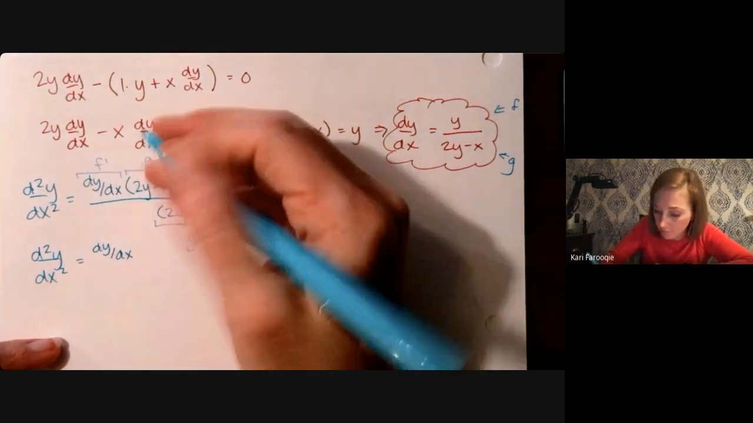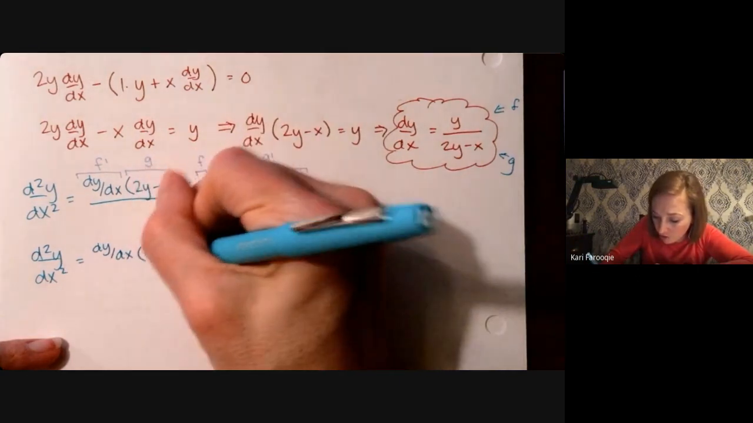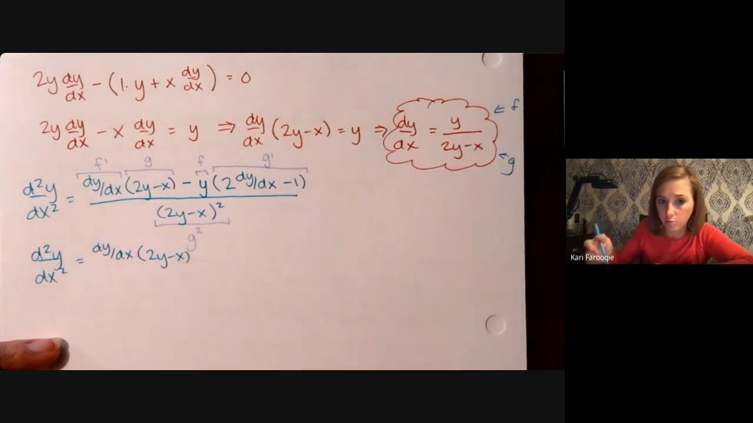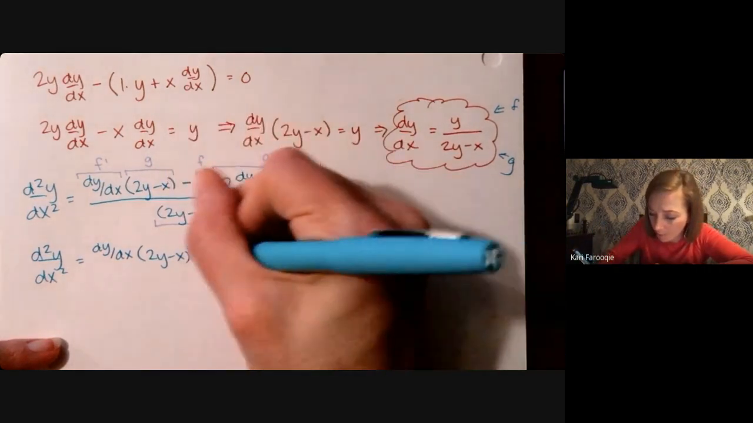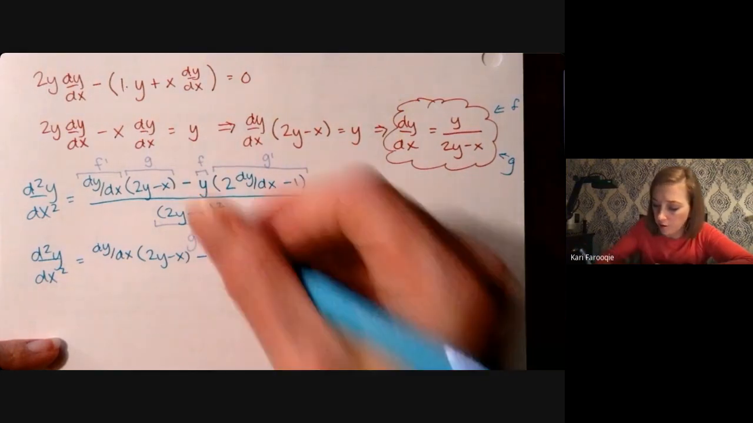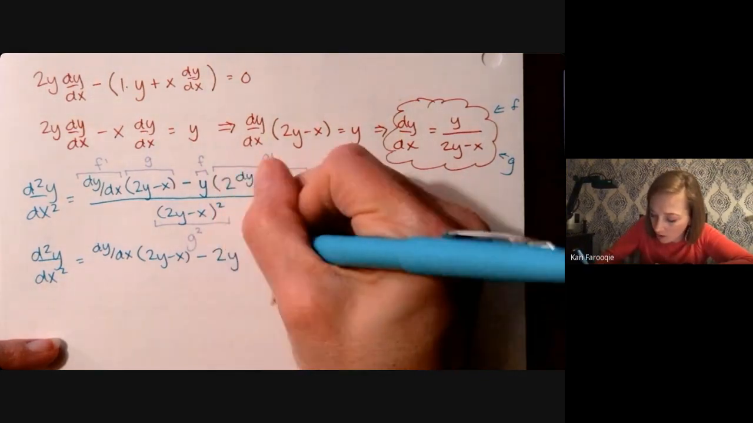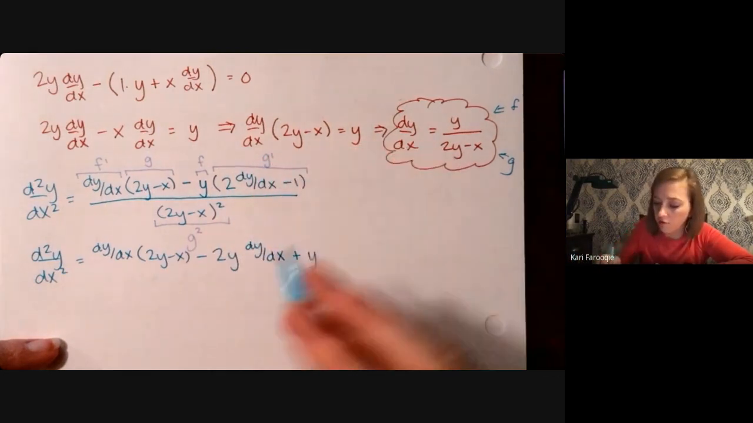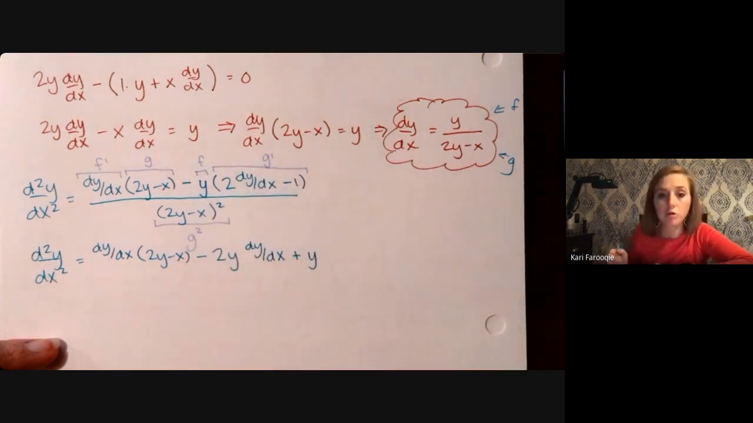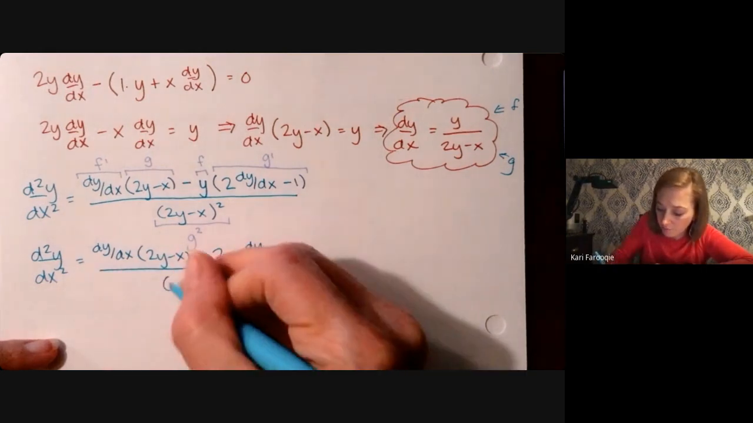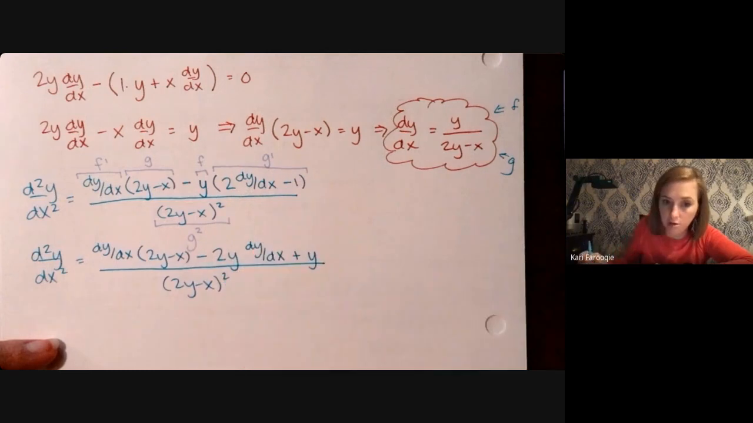I'm not going to distribute this, though. That would be crazy, because think about what's happening here. I'm just going to be dropping this in and matching up with this factor. Minus, okay, so we're going to say we have 2y dy/dx plus y. So I'm just distributing this y into the parentheses. And then divided by 2y minus x quantity squared.